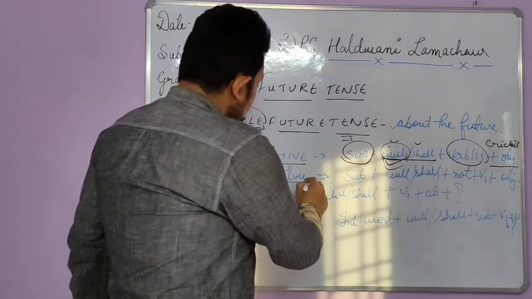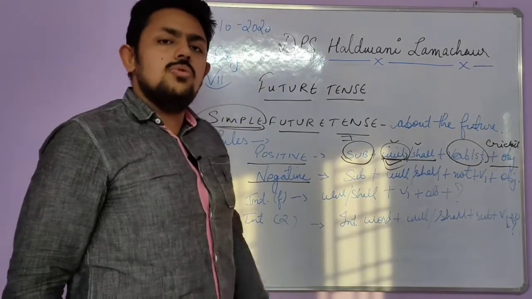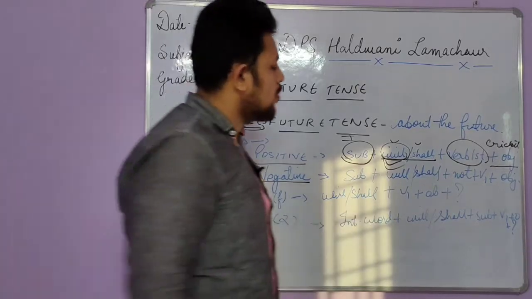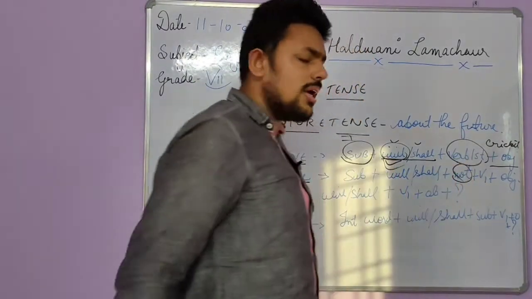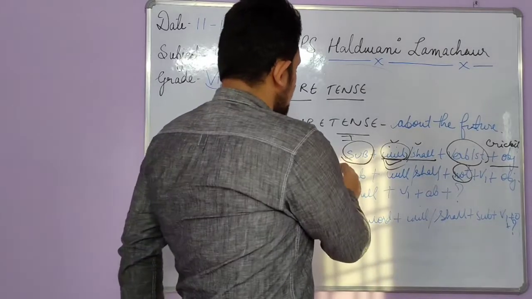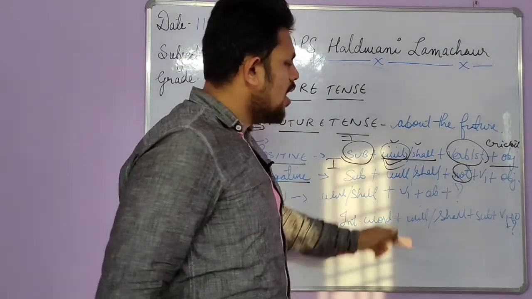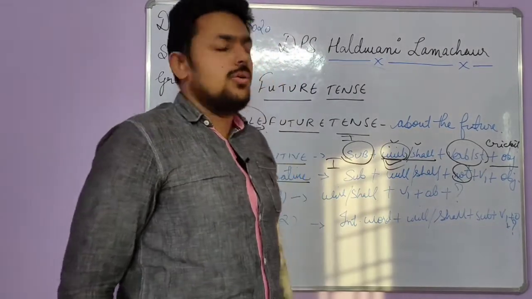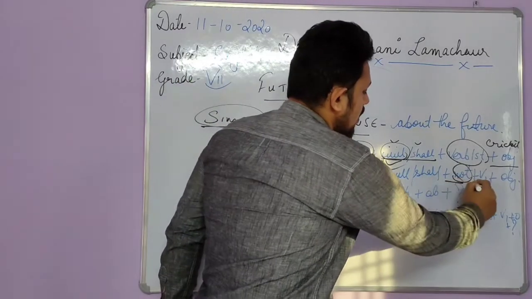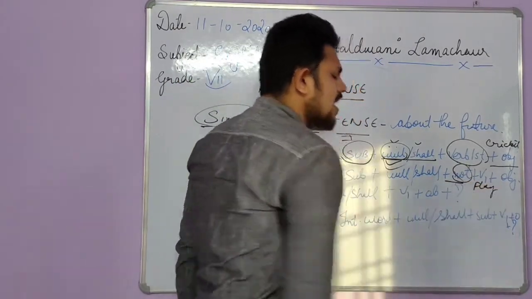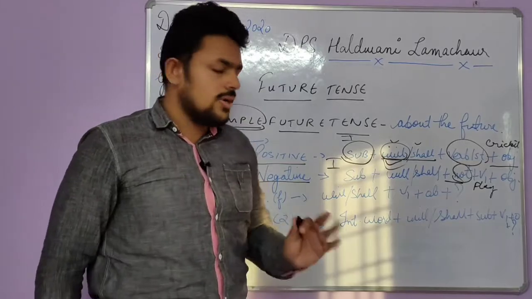Now the negative one. What change do we make in a sentence? Always we put the negative word, not. Subject: I will not play cricket. Very easy.